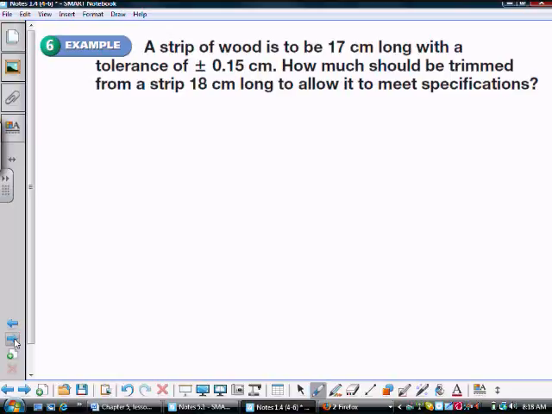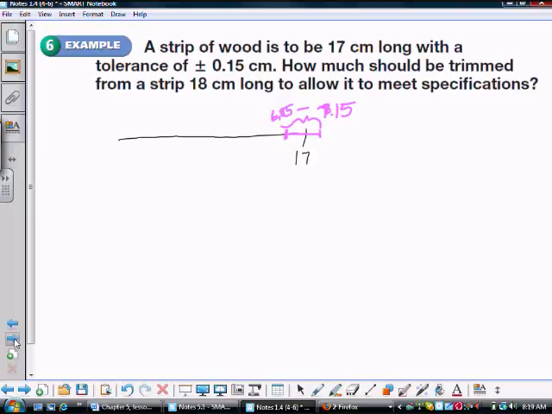So I've got my strip of wood, should measure out to 17, but it's okay if it's a little bit longer or a little bit shorter. It can be anywhere in between. Minus 0.15, that would be 16.85, to plus 0.15, 17.15. Okay?